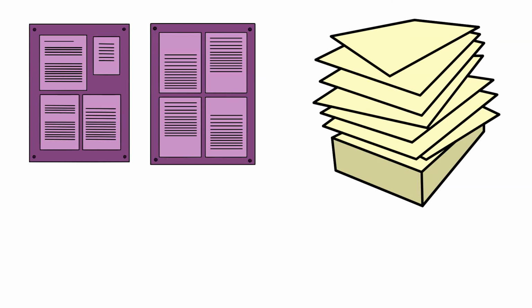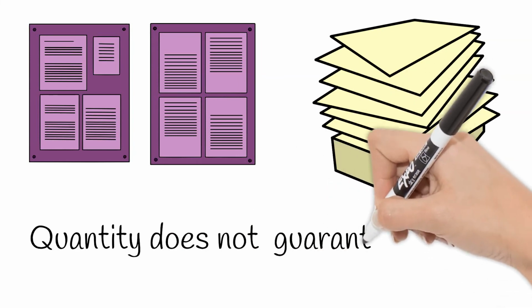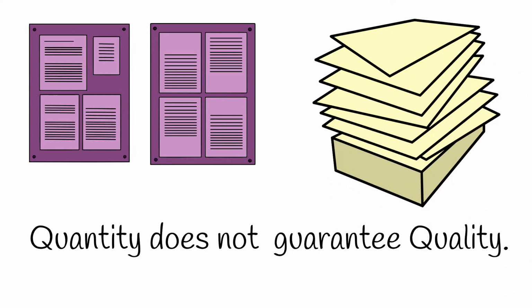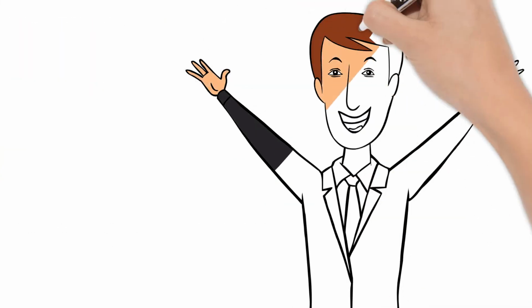Remember that quantity does not automatically guarantee quality. A 150-page report is not twice as good as a 75-page one. Conciseness, clarity, and elegance are invaluable qualities in report writing, and will be rewarded appropriately. And now you know the secrets of writing effective project reports.